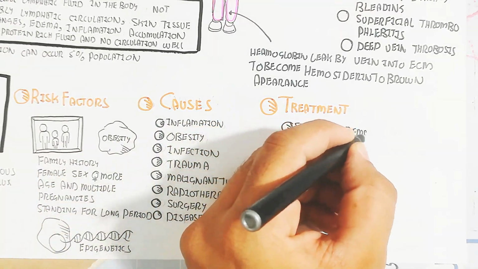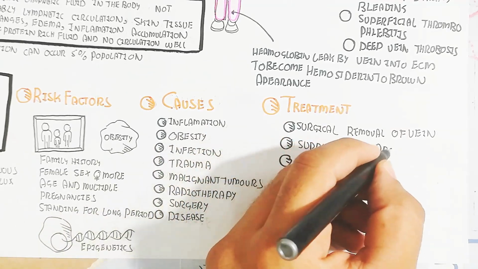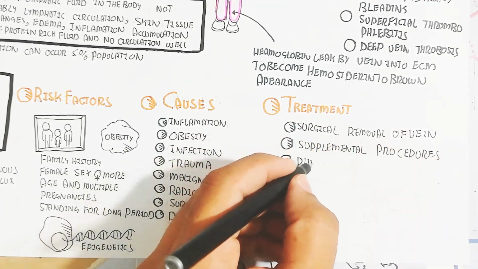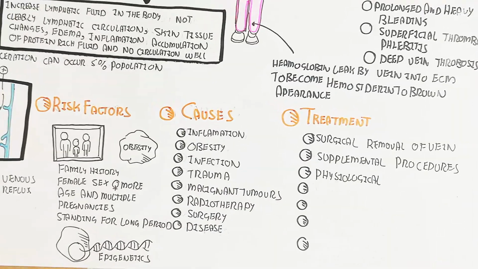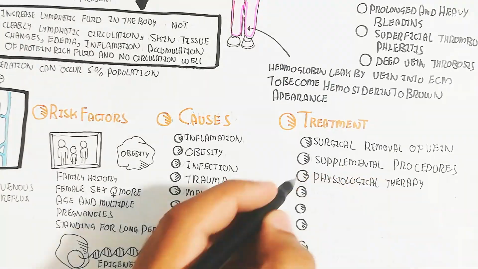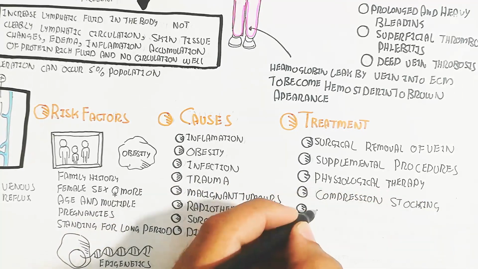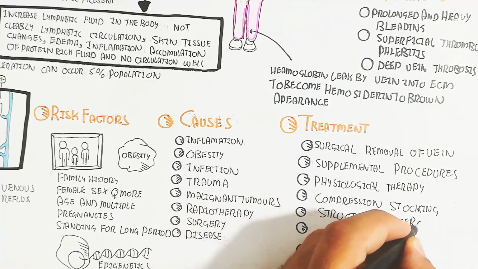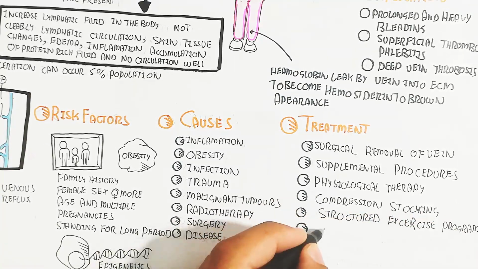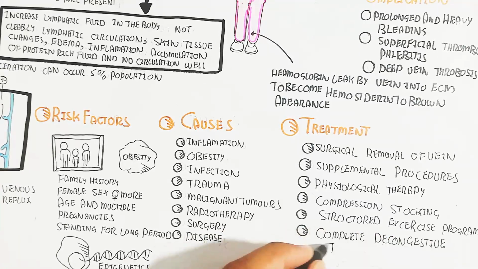On the other hand, the treatment, let's understand now: surgical removal of the vein and supplemental procedures, and physiotherapy, the compressions and stroking, as well as a structured exercise program and complete decongestive therapy and intermittent pneumatic compression.